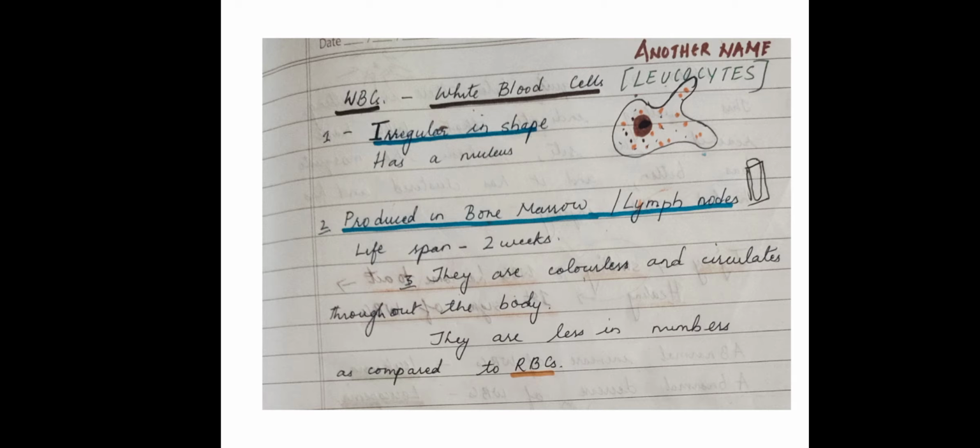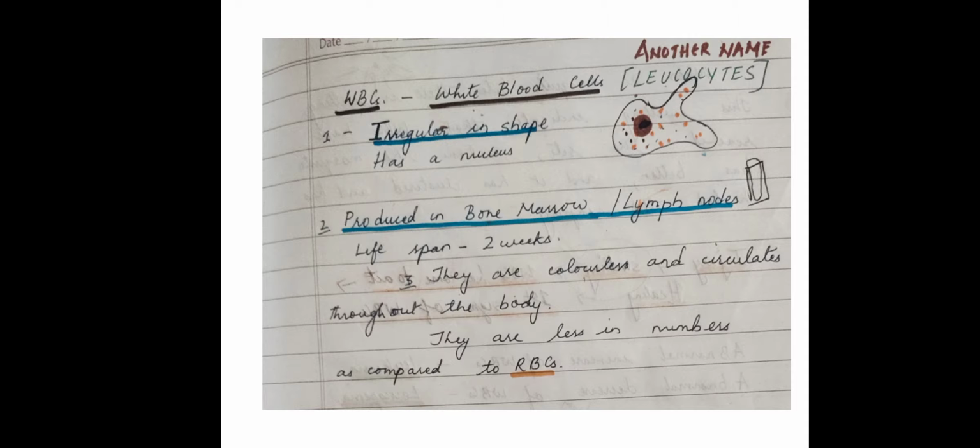Morning class. In today's lesson, we'll be learning about WBCs, also known as white blood cells. It has another name that is known as leukocytes. Let us understand the characteristics of WBCs.